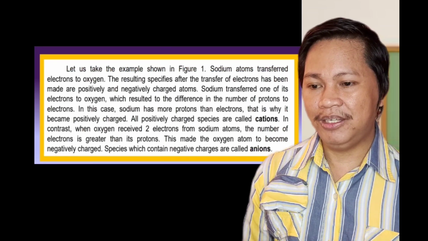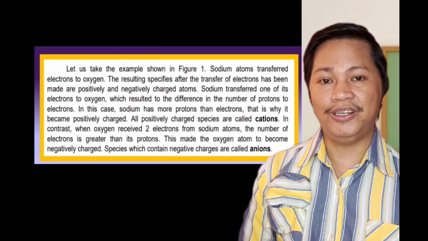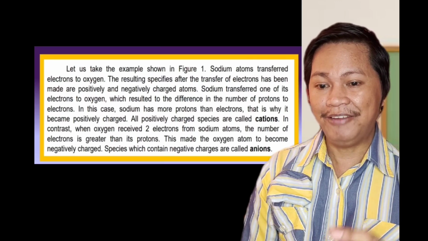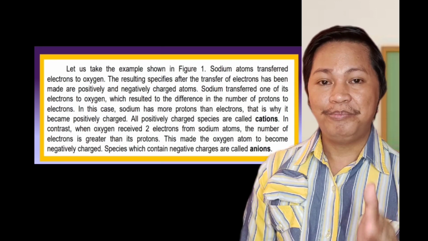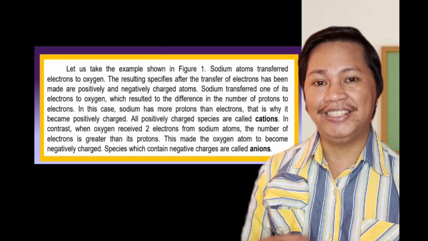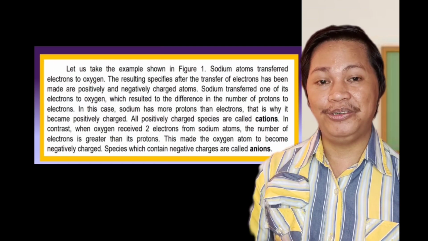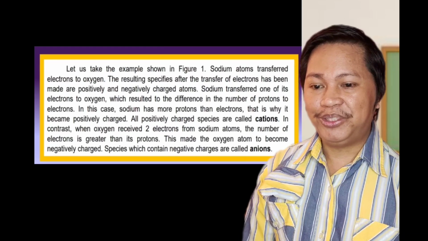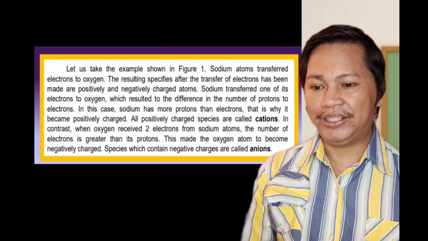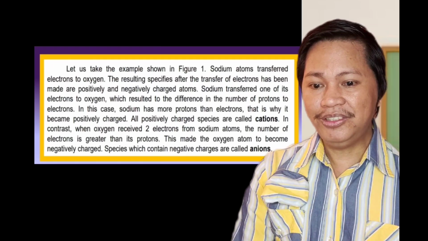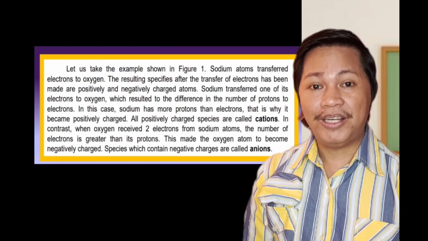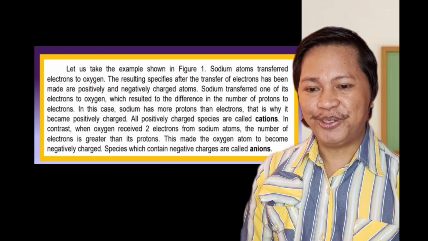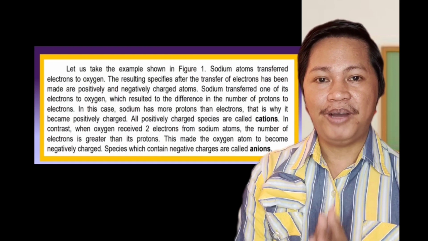It is stated here that, in the example in figure 1, sodium atoms transferred electrons to oxygen. The resulting species after the transfer of electrons has been made are positively and negatively charged atoms. So yun yung gains and accept electron or lose electron. Sodium transferred one of its electrons to oxygen, which resulted in a difference in the number of protons and electrons. In this case, sodium has more protons than electrons. That is why it became positively charged.